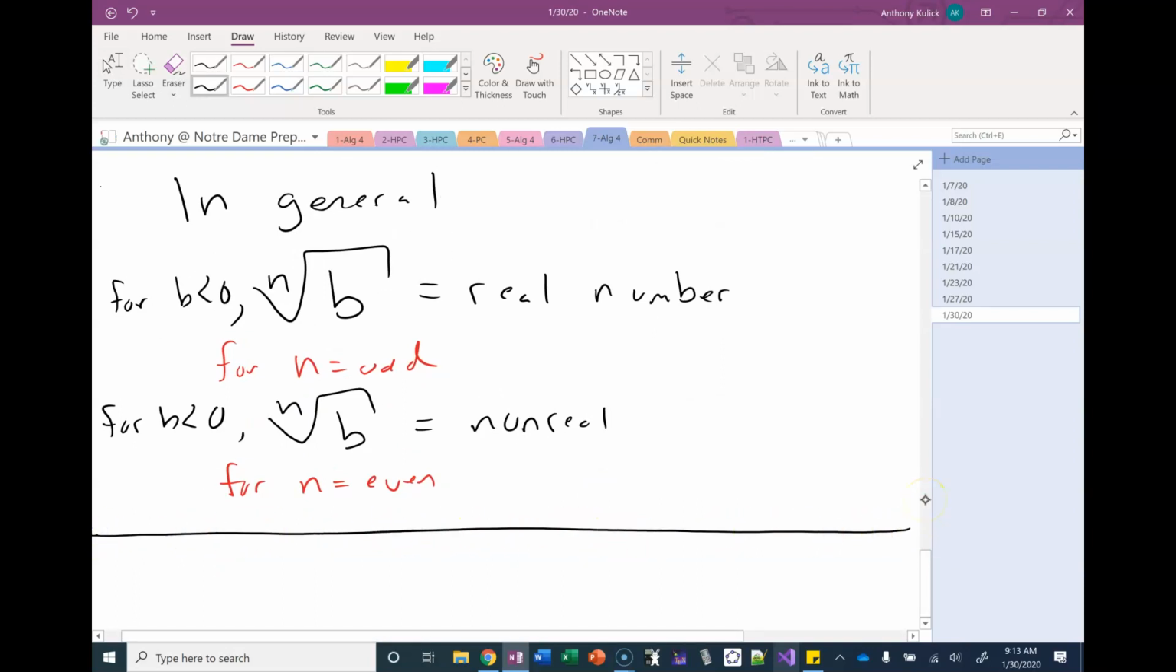But that's an important observation, right? So that's something you definitely need to remember. That even roots, we have to be careful about what we're taking the even root of, specifically when it comes to negatives. But odd roots, we can apply all willy-nilly. It doesn't matter what you take the odd root of. It'll work. Okay?